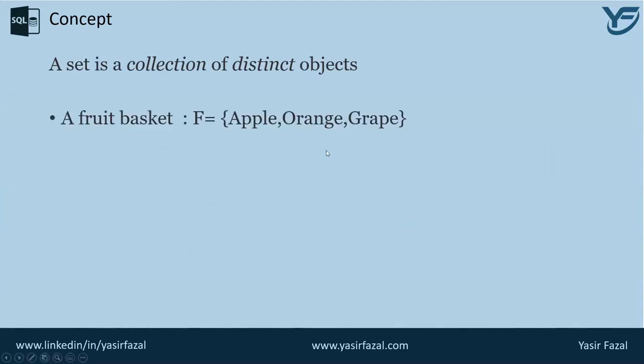A common example in the natural world is a fruit basket. If there is a fruit basket F, it may contain various fruits, for example, apple, orange, and grape.